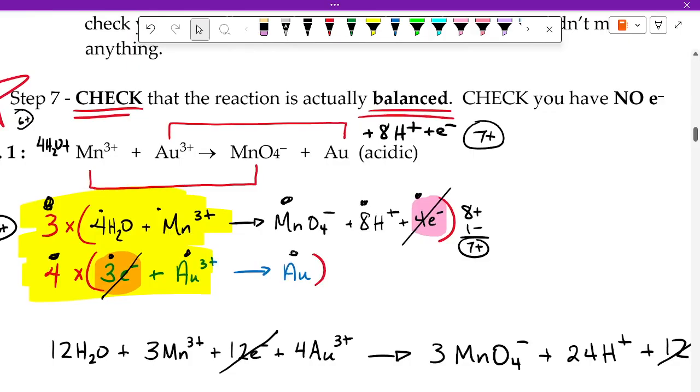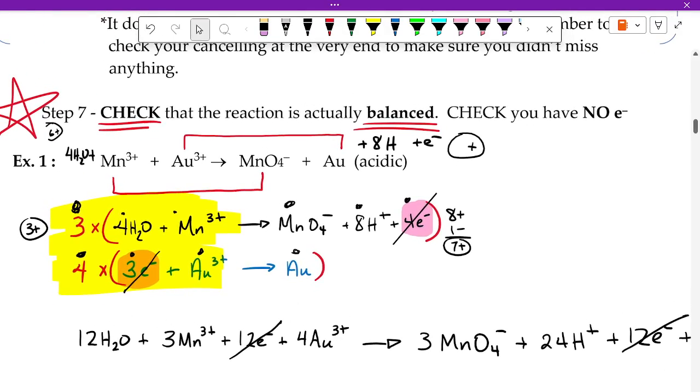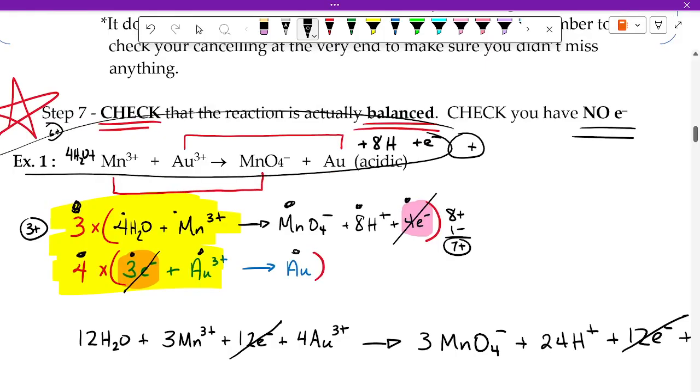How do you know it's not the right answer? Because you got electrons in there. Anytime you do it that way, you will end up with electrons in there and it's just wrong. So don't forget to isolate the half reactions. You need 2 half reactions, then you need to add them back together. Check that the reaction is actually balanced and check that you have no electrons. If you did get this, you'd say, oh no, I got electrons, I did something wrong, I have to go back to square one.